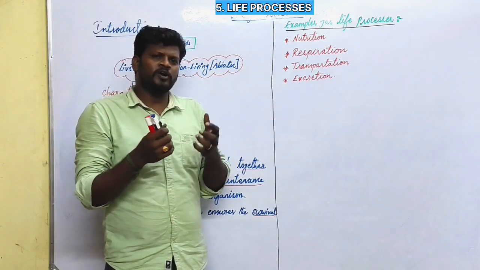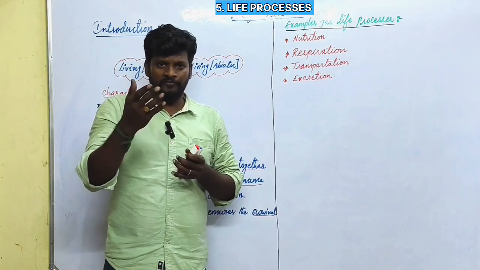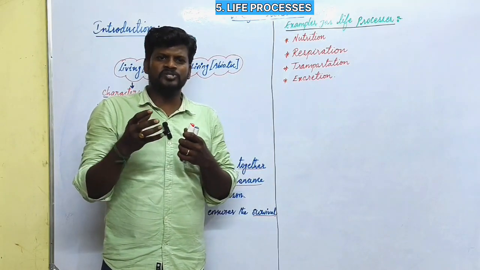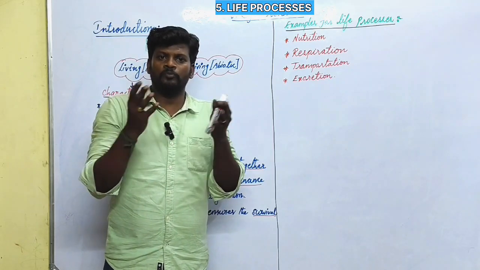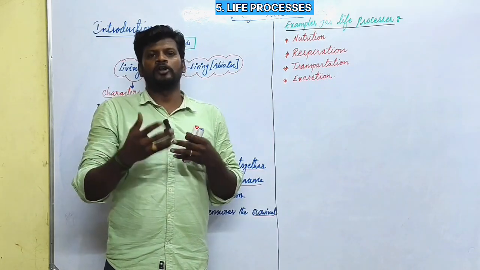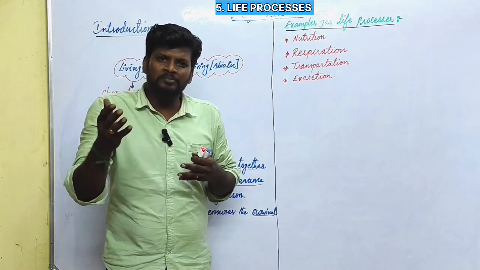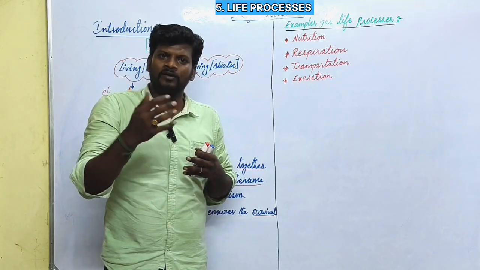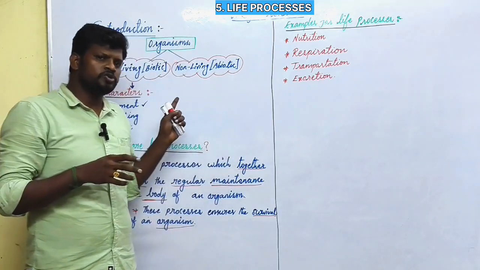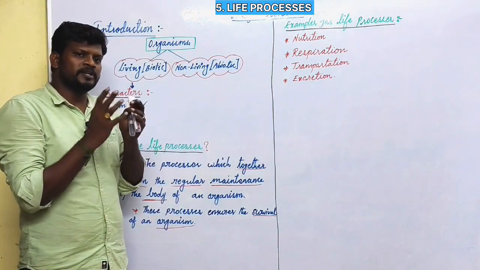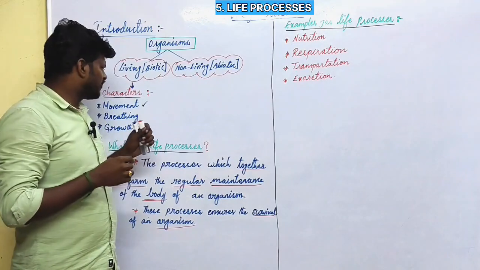But it is not possible to use this criterion for all organisms, right? If you take plants, the plants will not locomote. They won't move from one place to another place, and also they won't show much movement in their body. It doesn't mean that they are dead or non-living. They are also living. So this is not enough to determine whether a particular organism is living or not. Then we have another character.